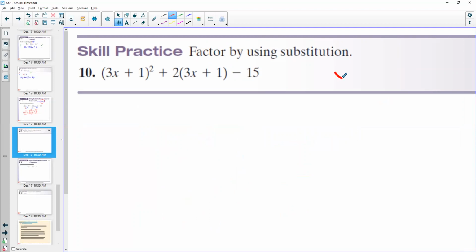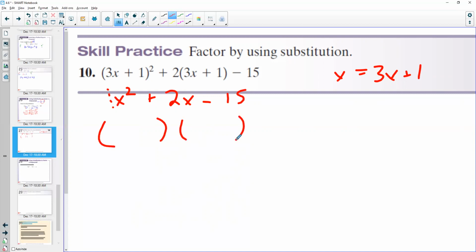Okay, so our x is going to be equal to 3x plus 1. So that's going to be x squared plus 2x minus 15. The leading coefficient is 1, so I don't need to do the whole AC test. I just need to think: multiplies to negative 15, adds to 2. My signs are going to be different. So let's see, I need a positive 2. I could use 3 and 5, so I could use a positive 5 and a negative 3.